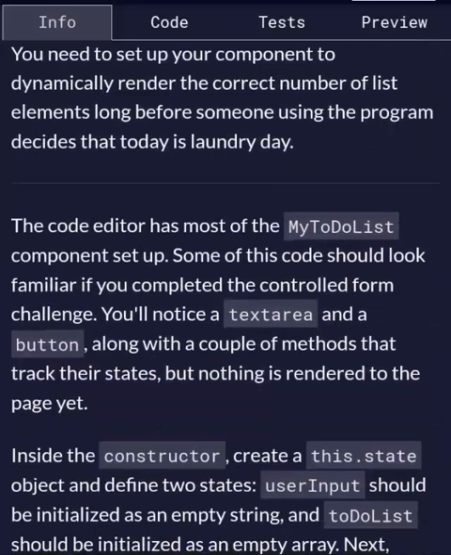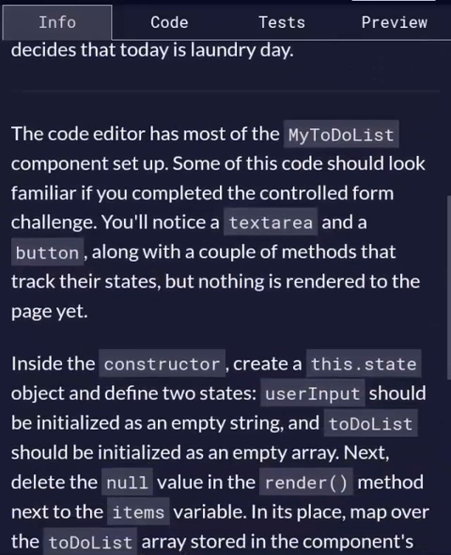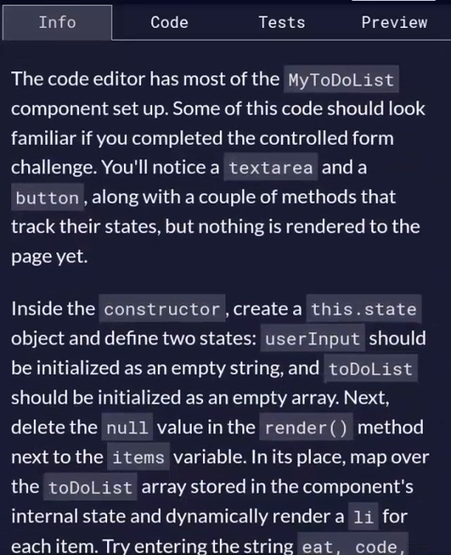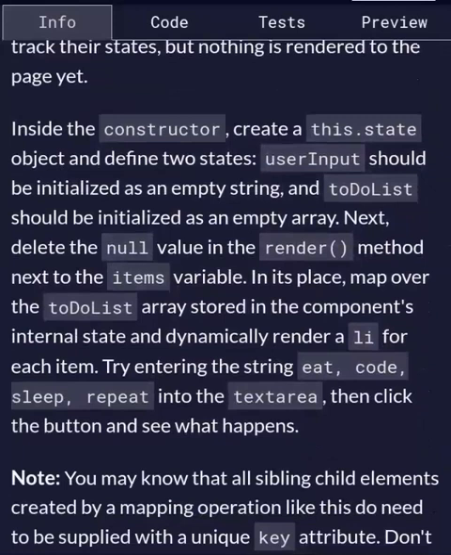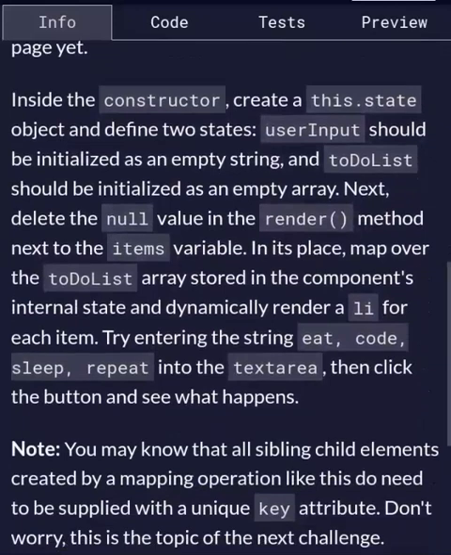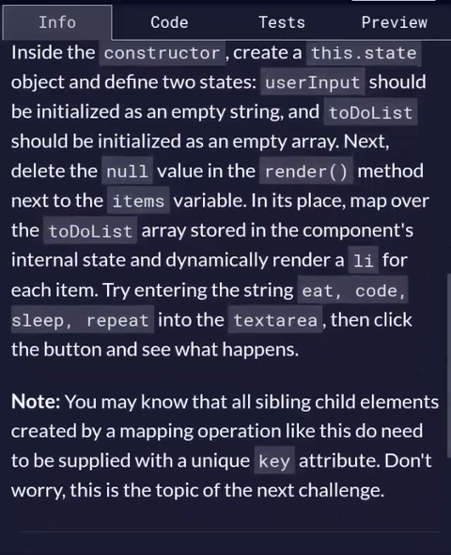So we've been given the to-do list component here, and you have a constructor with a super prop here. What you need to do is initialize the state of the user input and the to-do list. The user input has to be initialized as an empty string, and the to-do list has to be initialized as an empty array.